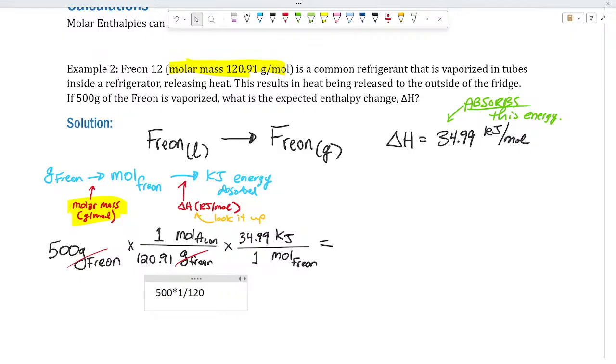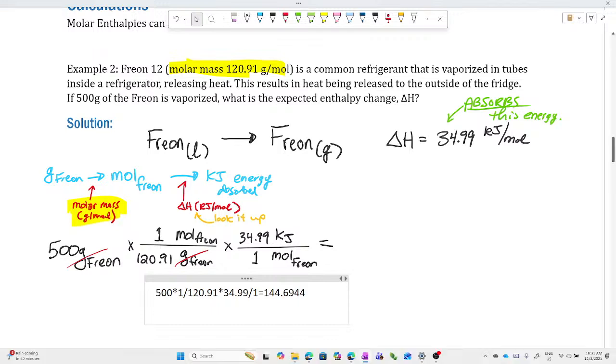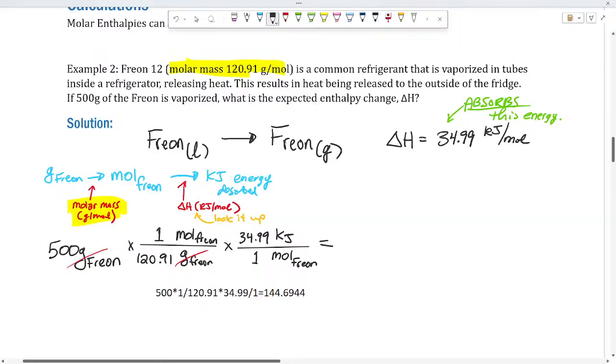500 times 1 divided by 120.91. That's going to be what? A little bit more than 4. That's going to be 4.3-ish. And then 4.3 times 34.99. We're going to be sitting around 160, give or take. What do we get? Cool. 144.69. All right. And how many sig figs do we have here? We're going to assume that this is 500 grams exact, like to the nearest gram. So we have 3, so our answer should be 145 kilojoules of energy.